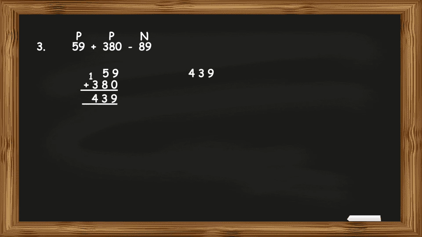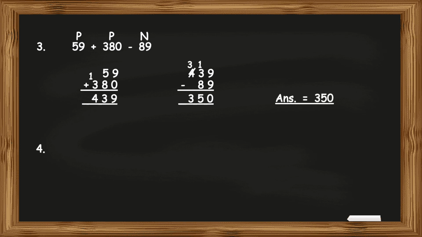Example 3. 59 plus 380 minus 89. Identify the positive and negative numbers. 59 is a positive number. 380 is also a positive number. And 89 with the minus sign is a negative number. Add the positive numbers. 59 plus 380 is equal to 439. From this sum, 439, subtract the negative number, which is 89. The difference is 350. Answer is equal to 350.